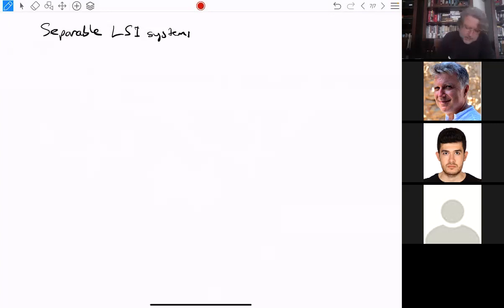Okay, you need to have h of n1, n2, this two-dimensional filter, to be equal to h1 of n1 times h2 of n2. So if you can express the numerical or analytical expression of your two-dimensional point spread function as a multiplication of two one-dimensional impulse responses, then it means that your system is separable.